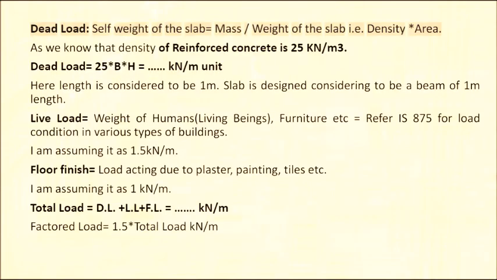Dead load, self-weight of the slab, equals mass weight of the slab, i.e., density times area. As we know, the density of reinforced concrete is 25 kN/m³. Dead load equals 25 bh kN/m. Unit here, length is considered to be 1 m. Slab is designed considering it to be a beam of 1 m length.